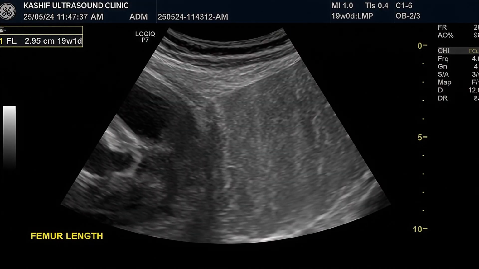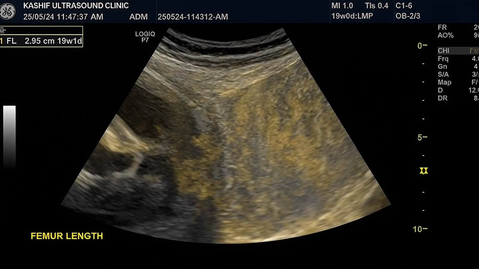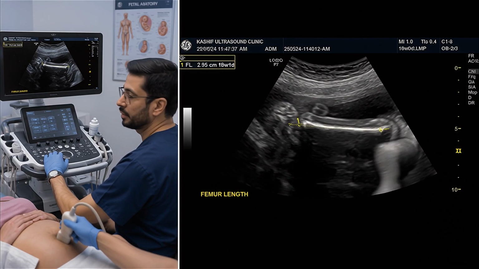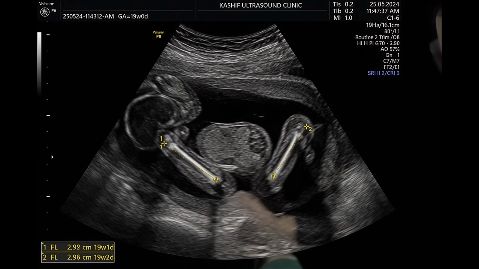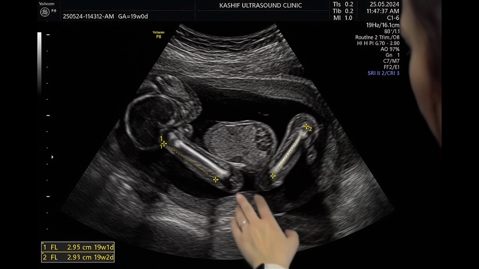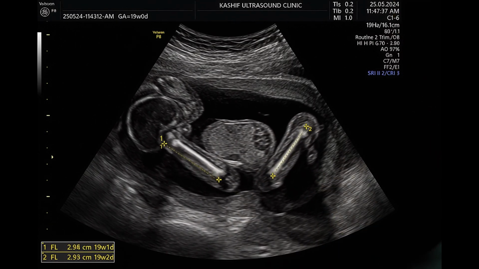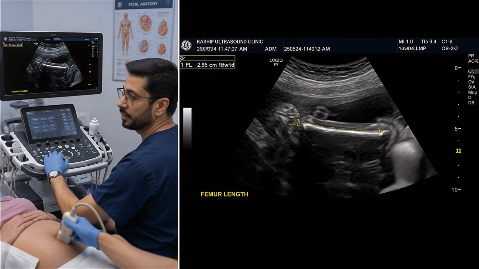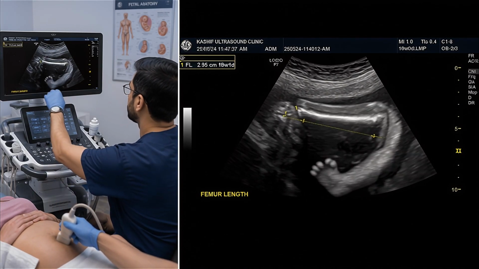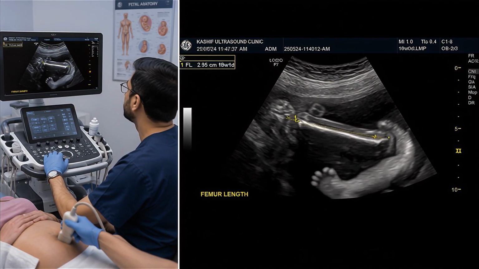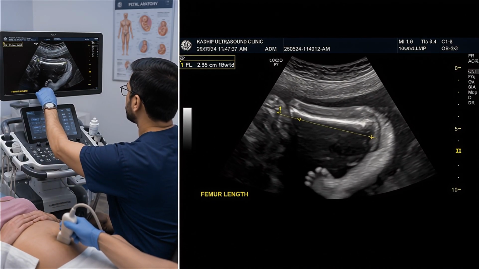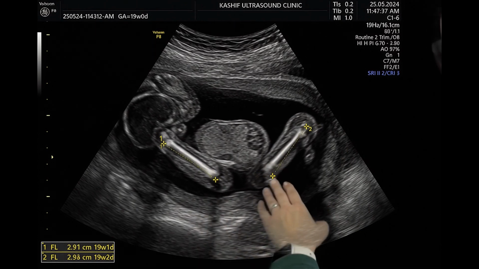Common errors. Never measure the entire leg, curved femur, shadow, cartilage, distorted bone, oblique section. Tips for better measurement. Zoom image. Wait for fetal movement. Measure when femur is horizontal. Use highest resolution. Measure twice.